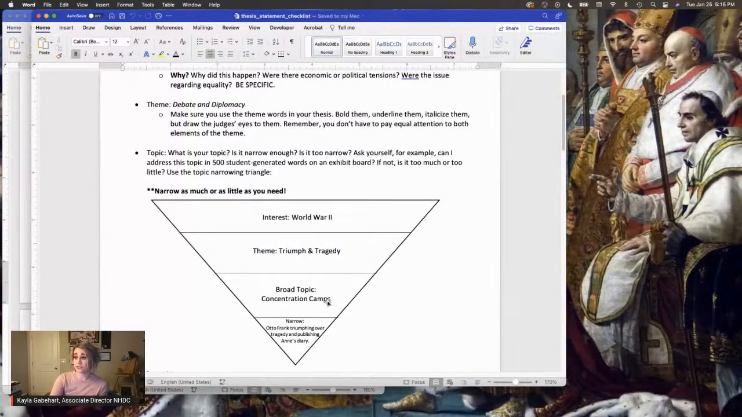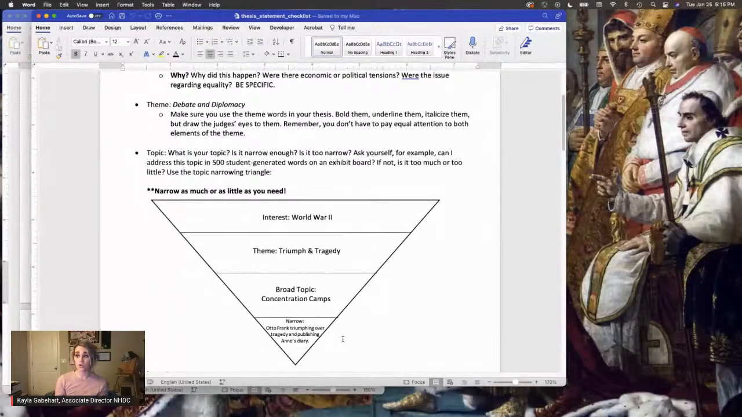And this is a real example. This student chose concentration camps. Okay, again, concentration camps, there have been probably thousands of books and articles written just about concentration camps. So we have to narrow further. Okay, Otto Frank triumphing over tragedy, and publishing Anne Frank's diary. So that's probably narrow enough.